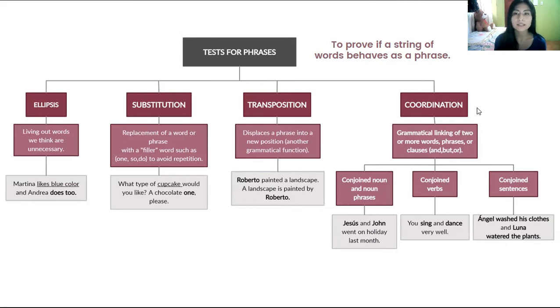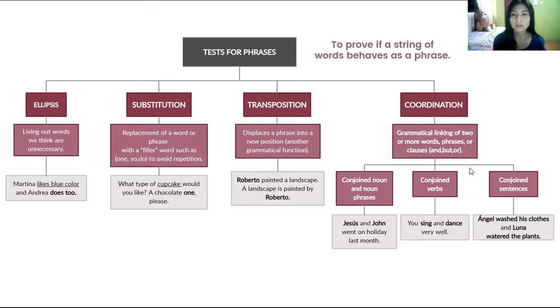Okay, and finally, we are going to focus on coordination. Coordination is the grammatical linking of two or more words, phrases, or clauses, and some words that are the most used are and, but, or. Okay, as you can see here, we have three main types. The first one is conjoined noun and noun phrases. For example, Jesus and John went on holiday last month. As you can see, Jesus and John are the two subjects, so the and is linking those two nouns.